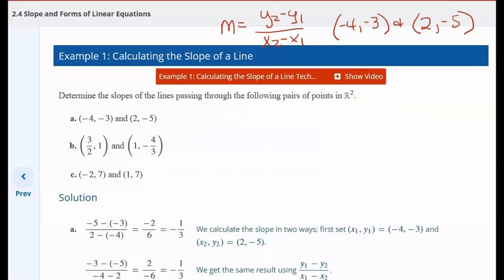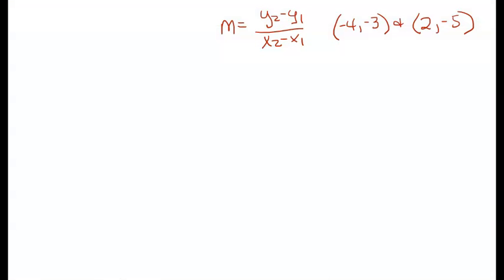So as we look at example 1, let's just go to the whiteboard and put these values into the formula. So this is y sub 2, and this is y sub 1. So that would be a negative 5. Now, minus is in the formula a negative 3. We'll leave it like that for a moment.